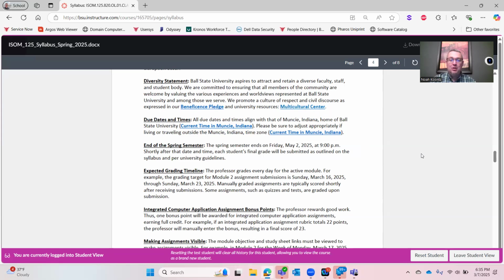Due dates and times. All due dates and times will align with that of Muncie, Indiana, home of Ball State University. If there's any question what the current time is, there is a link in the syllabus, right there. Please be sure to adjust appropriately if living or traveling outside the Muncie, Indiana time zone. Also be aware that when this class starts, Eastern Daylight Time will be observed, and it will have just started by the time the class starts, so please make sure that you're aware that we are going to be an hour ahead from where we've been since November.